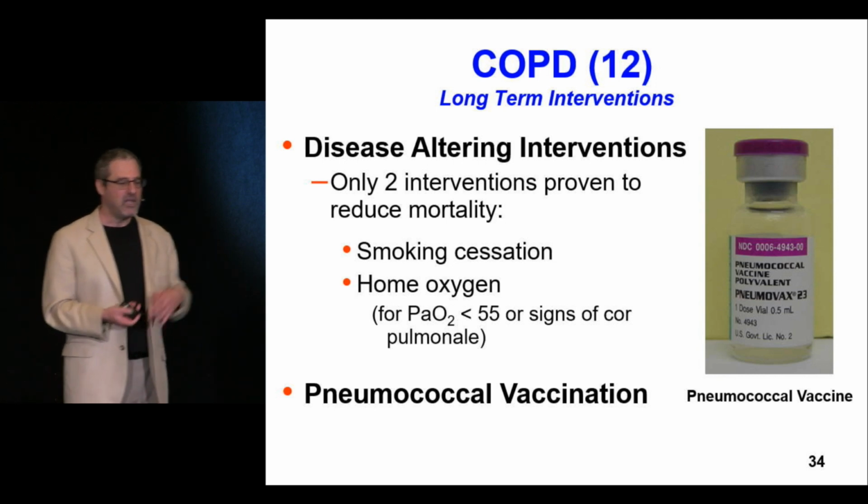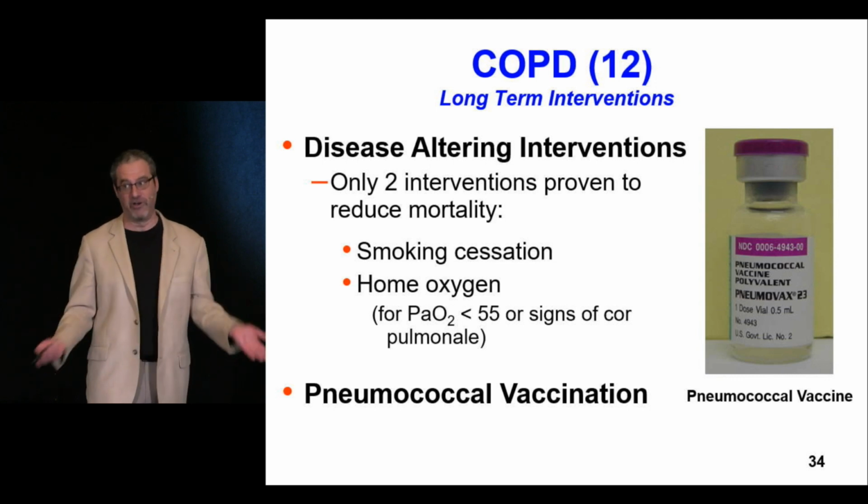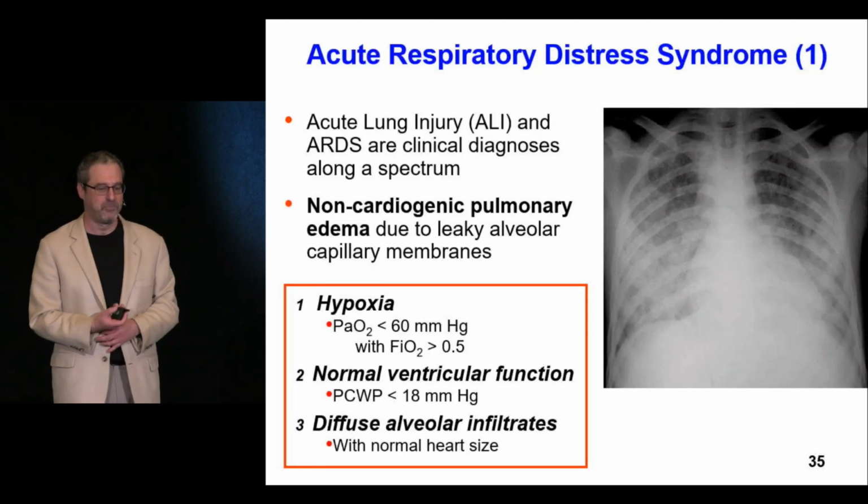Isn't that interesting? So we basically give oxygen to prevent hypoxia, to prevent pulmonary hypertension, to prevent death from cor pulmonale. The vaccine, very important. I don't have evidence that it's saving lives. Oh, I'm sure it is, but I don't have the evidence for that yet.